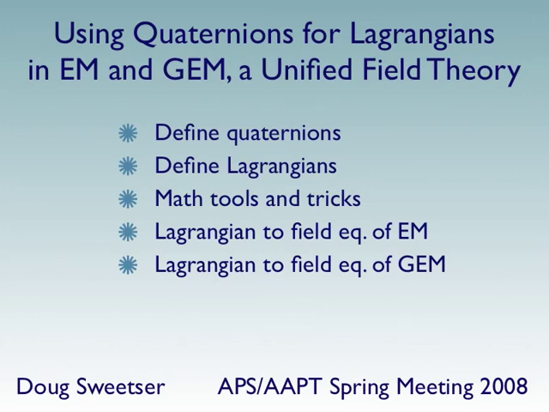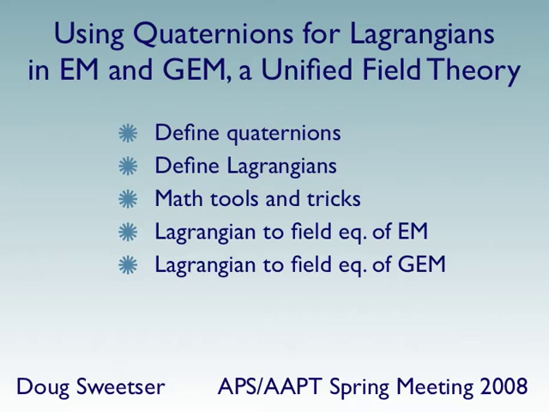In this talk, I will be using quaternions for Lagrangians in EM and GEM, my unified field theory. First, I need to define what quaternions are, since most of the people in the audience will be unfamiliar with them. Then I will define what Lagrangians are, which are familiar to physicists, although they don't use them every day. Then I will show you the few math tools and tricks we need in order to do the next two steps, which is to go from the Lagrangian to the field equations of EM.